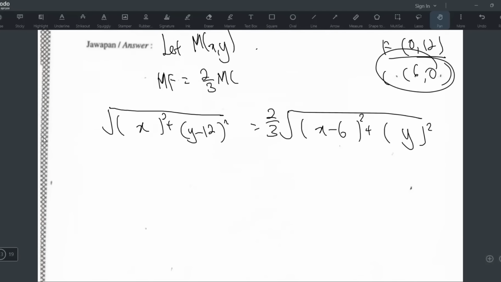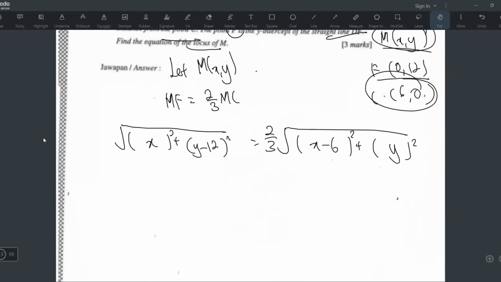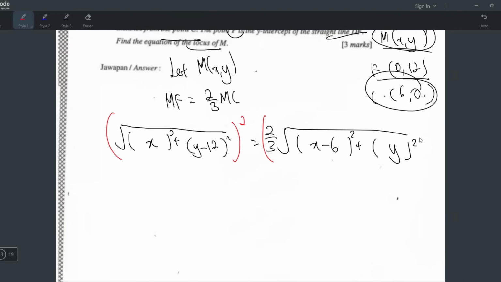The next step is to get rid of the square root. How do we get rid of the square root? You have to square both sides. But when you square both sides, make sure the 2/3 is also squared. Some students just cancel the square root like that, and the 2/3 is not squared. That is wrong, you cannot do that. That's why I don't teach the cancelling method. I always teach squaring both sides. When you square the square root, they cancel, but don't forget the 2/3 must also be squared, becoming 4/9.